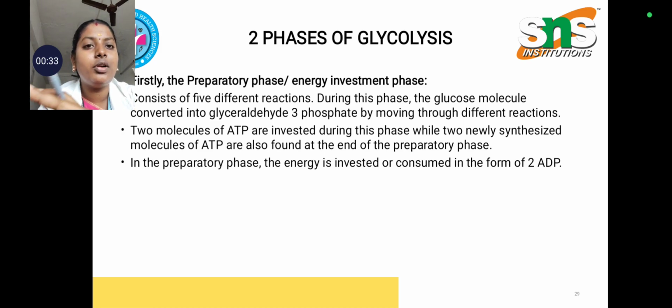So 2 molecules of ATP are invested during this phase, while 2 newly synthesized molecules of ATP are also formed at the end of the preparatory phase. So in this preparatory phase the energy is invested or consumed in the form of 2 ATP. Energy, in the sense of ATP molecules, is invested for the generation of ADP molecules. ATP is adenosine triphosphate and ADP is adenosine diphosphate.